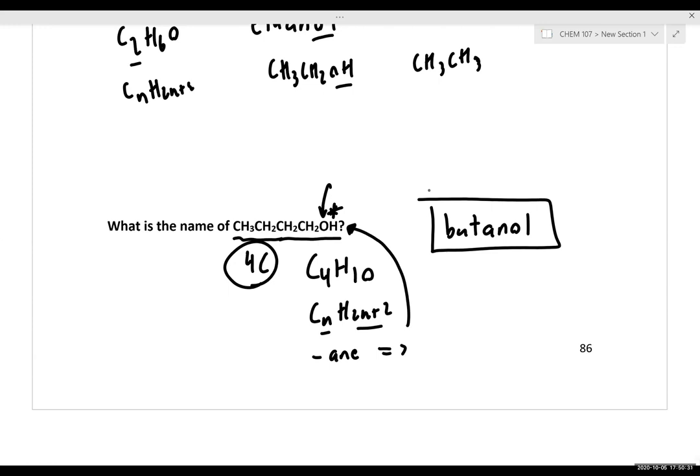And you say when it has the alcohol, it's the O in front of it? The alcohol is denoted by this OH group. OH group, okay. Yep. And that's why instead of naming it as butane, we name it as butanol. Does that make sense?